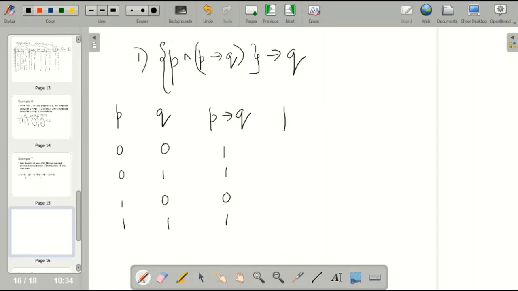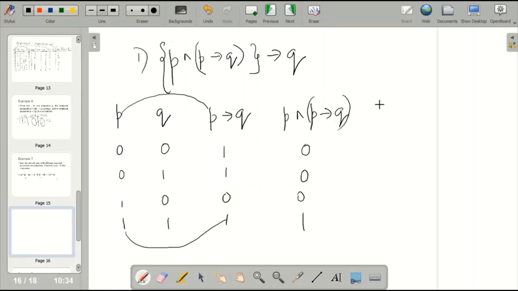Now we'll solve P and P conditional Q, that is this section. You know in AND operation only when both are 1 then it is true. So just write that value will be true, and rest all you know it is false. So just write 3 zeros followed by 1. So this is regarding P and P conditional Q.